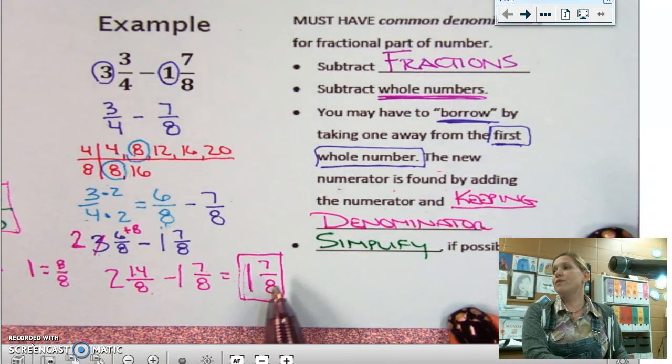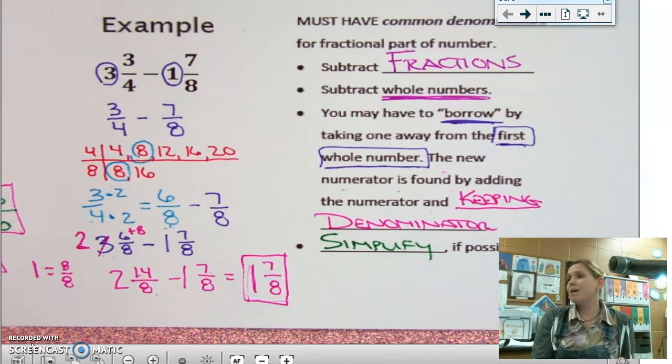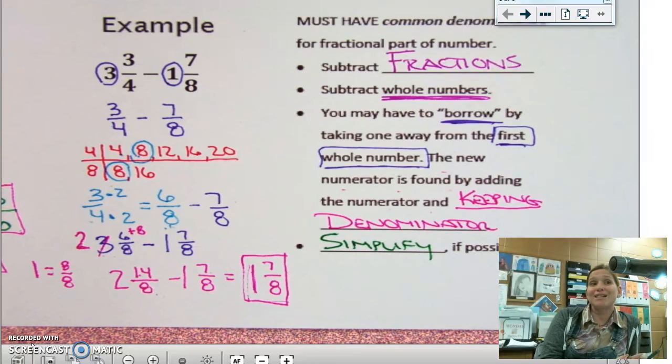And we don't have to simplify. There's nothing we can divide 7 or 8 by to make it smaller or to simplify it. So we are good to go. And that is your subtracting of fractions.